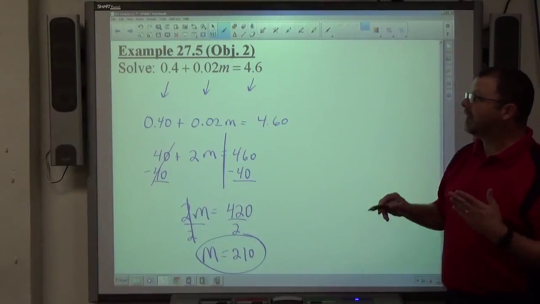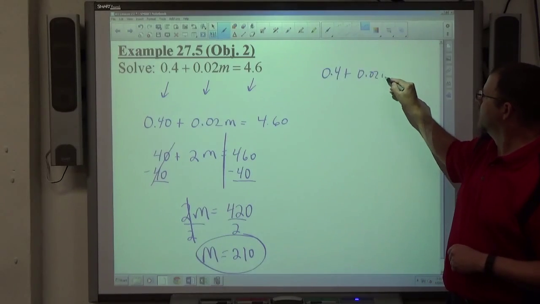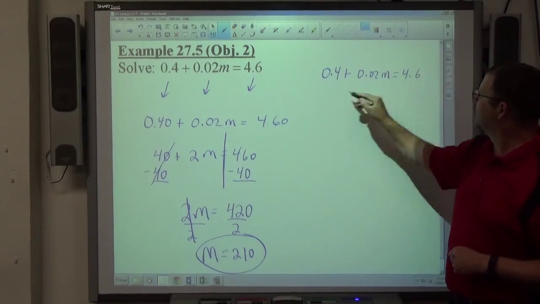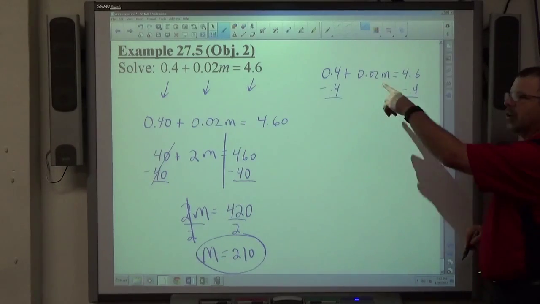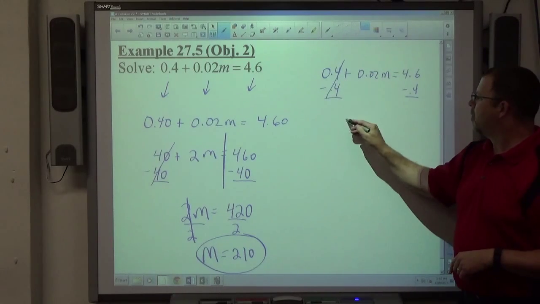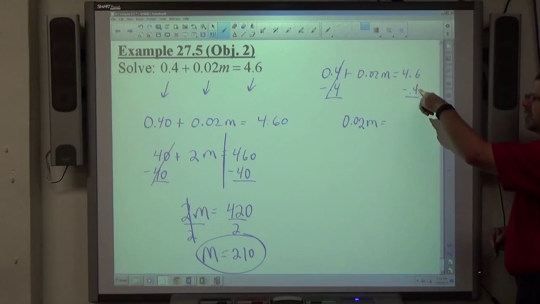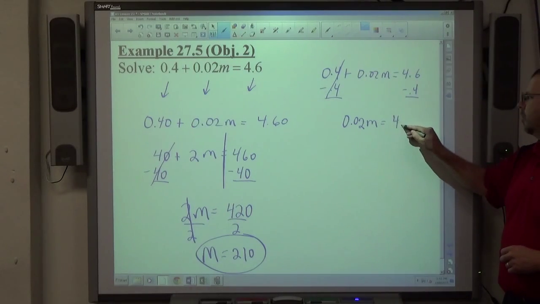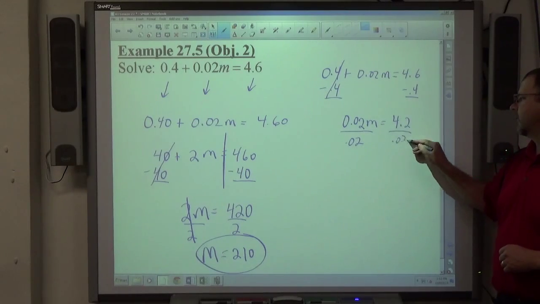Okay, had we worked it with decimals, first thing you do is subtract 0.4 from both sides. Make sure if you're doing addition or subtraction of decimals, the decimal points line up. 0.02m is left on the left-hand side. 4.6 minus 0.4 is 4.2. Then I got to divide by 0.02. That just makes it tough.